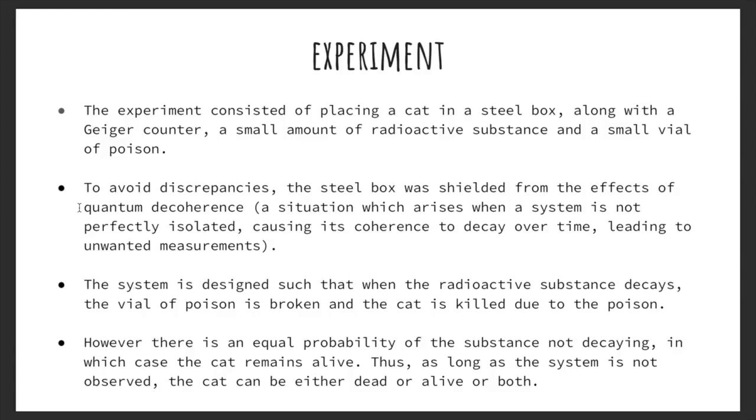This experimental setup is designed such that when the radioactive substance decays, the vial of poison is broken and the cat is killed due to the poison. However, there is an equal probability of the substance not decaying too, in which case the cat remains alive. Thus, as long as the system is not observed, the cat can be either dead or alive or both. We know that both isn't a possible scenario.